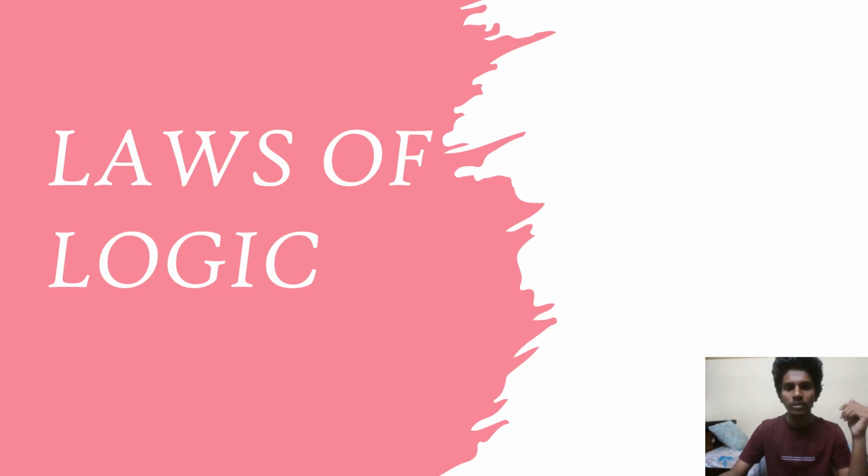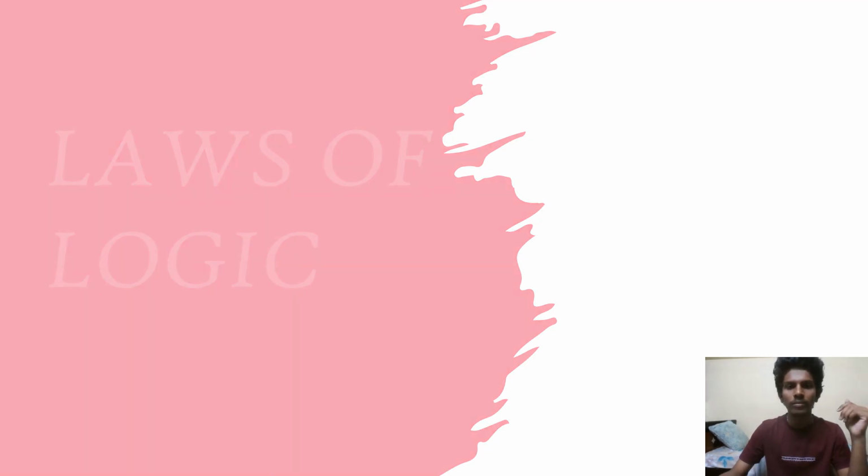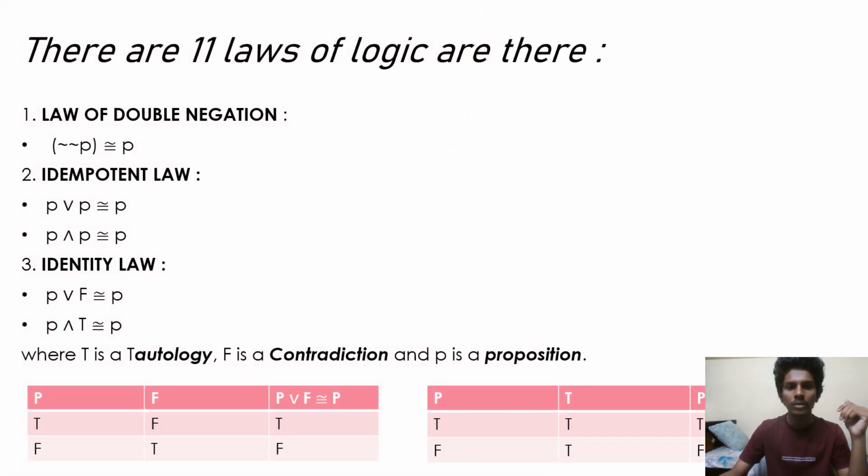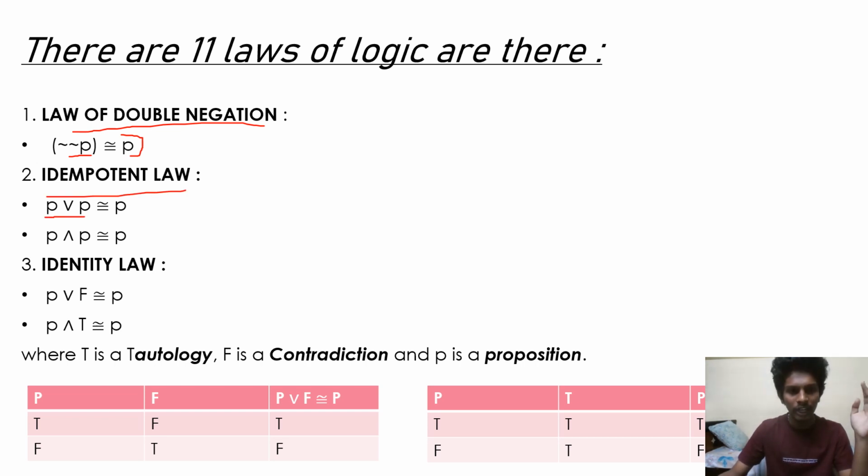Laws of logic. There are several laws of logic. The first one is the law of double negation: negation of negation P, we will get P. The next law is the idempotent law: P or P will get P, P and P will get P. Here the or is disjunctive and the and is conjunctive.